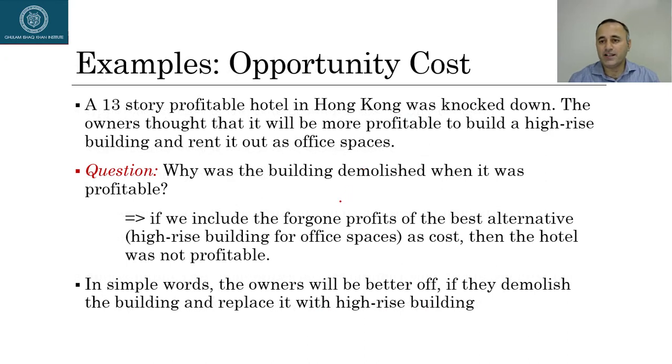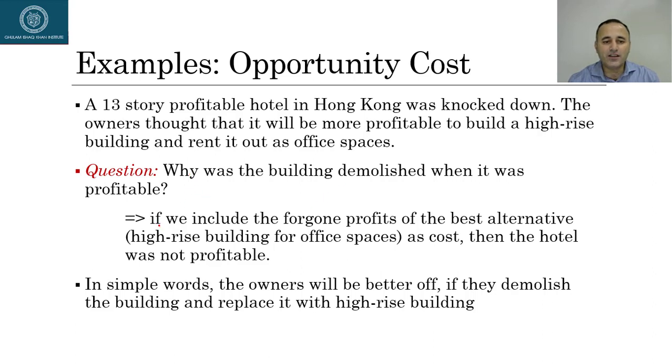Here is a real example. I was watching a video from a university professor teaching at the University of Virginia. She gave this example to her class: a 13-story profitable hotel in Hong Kong was actually knocked down. The owners thought it would be more profitable to build a high-rise building and rent it out as office space. So the question is, why was the building demolished when it was profitable? On paper, the 13-story hotel was very, very profitable. But even then the owners thought it was not a bad idea to knock it down, build a high-rise building, and rent it out for offices.